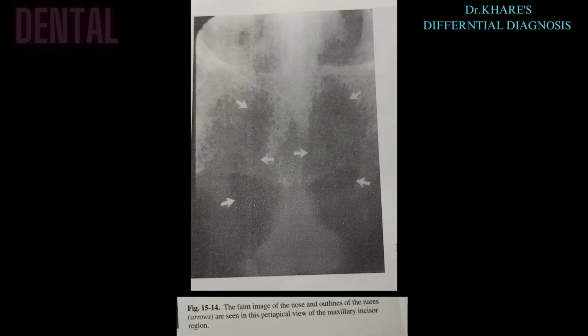The faint image of the nose and outlines of the nares, which is shown by the arrows, are seen in this periapical view of maxillary incisor region.